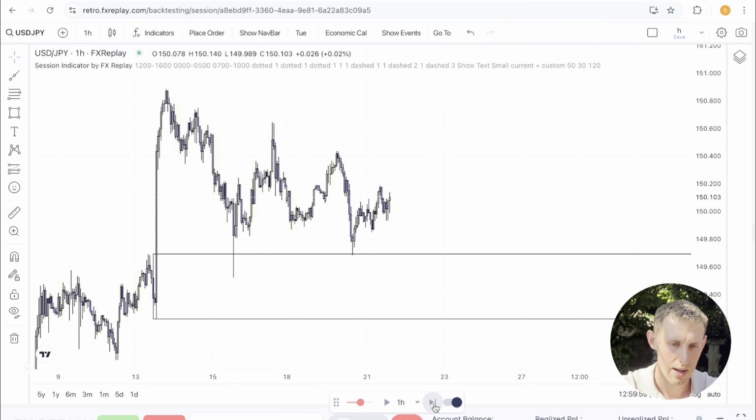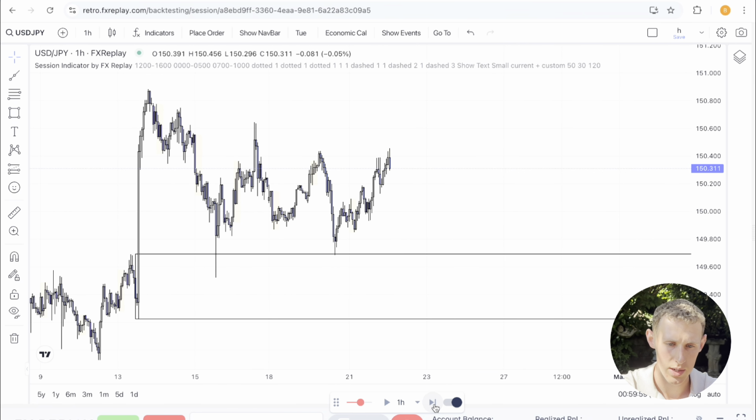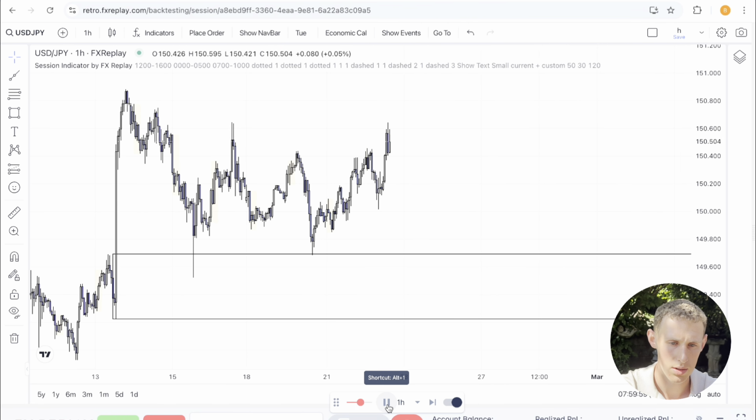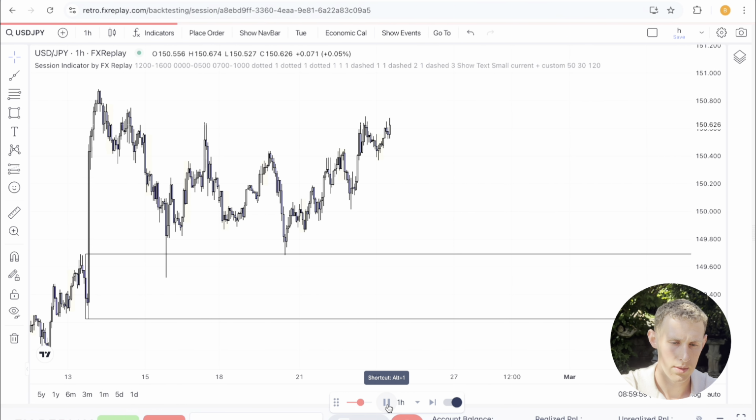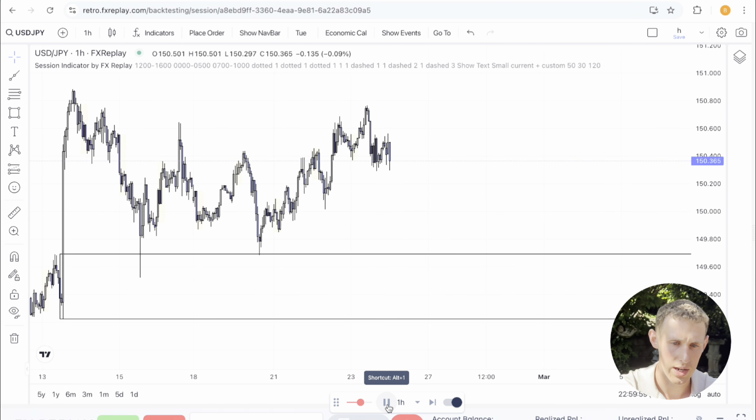Yeah, there's not really anything else I'm seeing here at the moment. So I'll just let price develop some more. It's kind of just stuck in this consolidation at the moment.